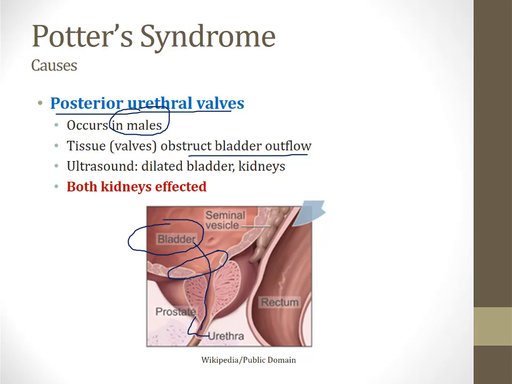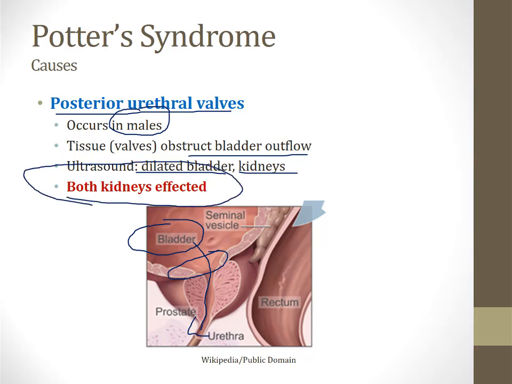If there's a piece of tissue right here, then urine cannot leave the bladder, and that will lead to fullness of the bladder and swelling of both kidneys. This is called a posterior urethral valve, and this can lead to Potter syndrome. This is often detected on prenatal ultrasound. The baby will have a dilated bladder and both kidneys will be dilated as well. And remember, both kidneys are affected.